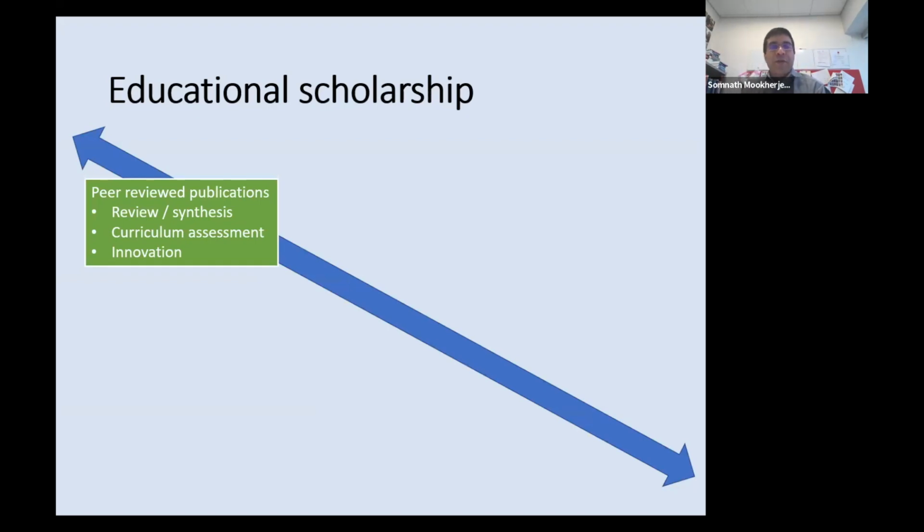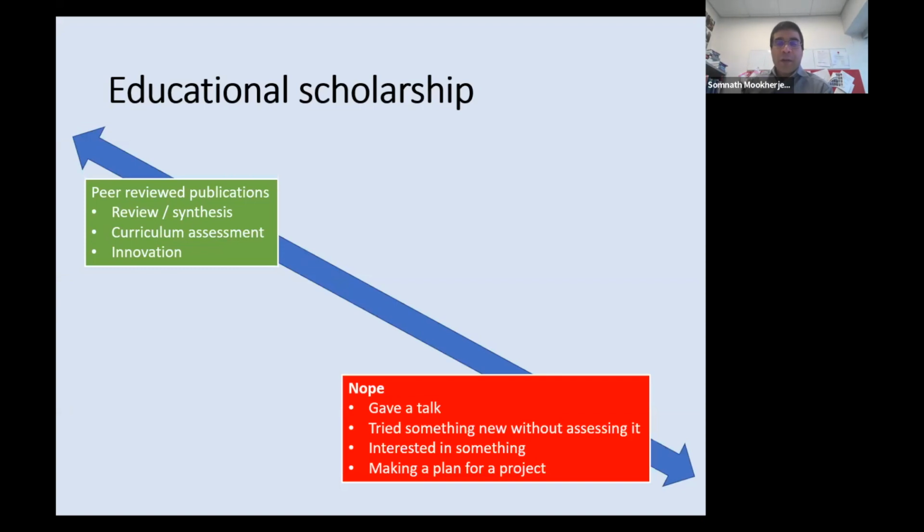Any peer-reviewed publication that has something to do with education is educational scholarship, obviously. So that's an easy one. On the other end of the spectrum, giving a talk is not scholarship. That goes under teaching. Tried something, but didn't assess it, that's not going to count as scholarship.